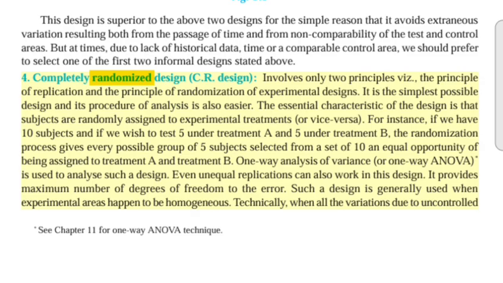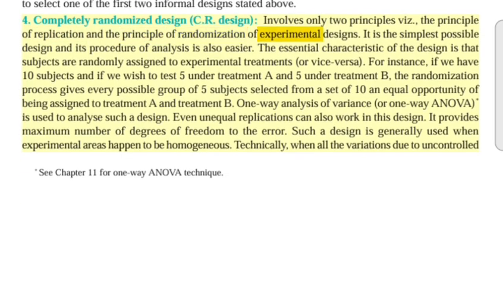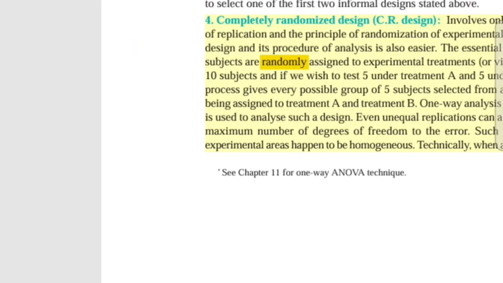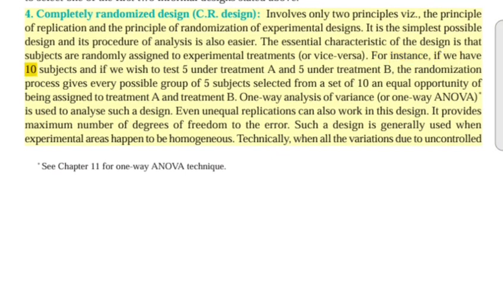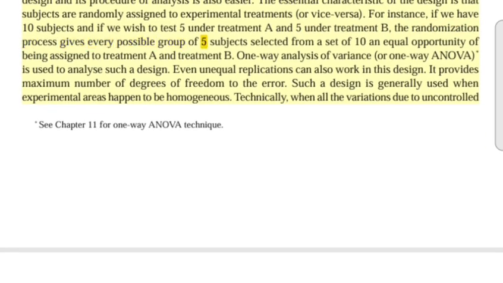4. Completely randomized design (CR design) involves only two principles, viz. the principle of replication and the principle of randomization of experimental designs. It is the simplest possible design and its procedure of analysis is also easier. The essential characteristic of the design is that subjects are randomly assigned to experimental treatments or vice versa. For instance, if we have 10 subjects and if we wish to test 5 under treatment A and 5 under treatment B, the randomization process gives every possible group of 5 subjects selected from a set of 10 an equal opportunity of being assigned to treatment A and treatment B.